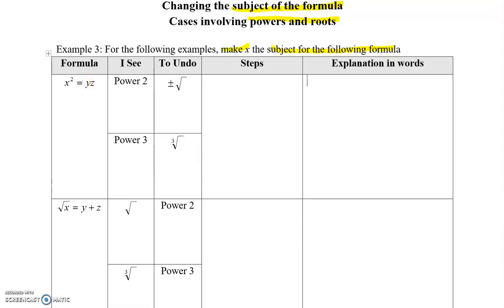We notice on the left side of this formula, we have x squared, or x to the power of 2. So to make only x the subject of the formula, we need to remove the power 2 from the left side. So using the first rule, when we see power 2, to undo, we need to square root the left side.